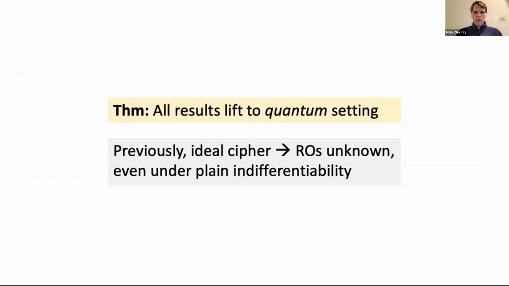And then the final result is basically showing that all of our results lift to the quantum setting. Why this is interesting is that reset indifferentiability is actually very amenable to quantum proof techniques, and previous quantum indifferentiability results required sophisticated quantum machinery. On the other hand, we don't need this, and our proofs are relatively accessible. As a consequence, we show that ideal ciphers in particular give random oracles, which was previously unknown quantumly, even if we were to ignore reset indifferentiability. So even under plain indifferentiability, this was not previously known. Right, so that's all I have, thanks.